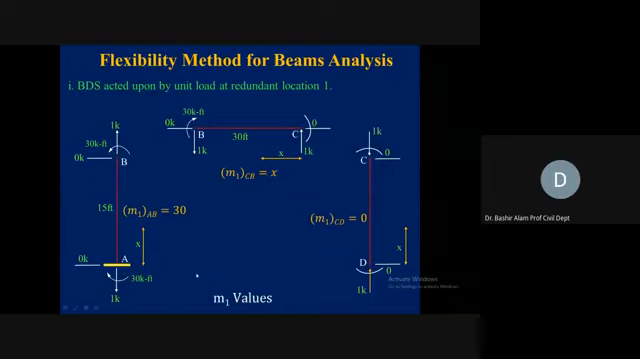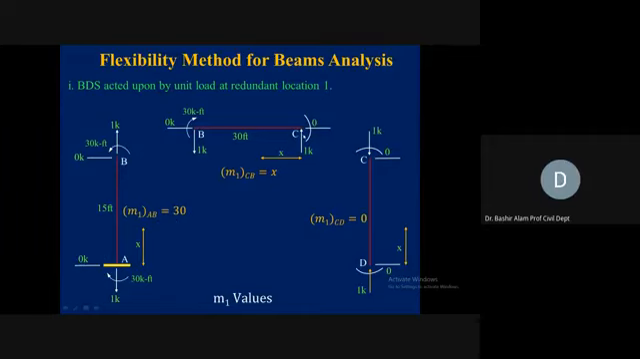Origins we already fixed. For member AB it was A, for member BC it was C, and for member CD it was D. Let's start writing the moment equation. The 30 kip-ft is causing compression in the outer fiber. So M1 for member AB is plus 30. Why? Because it is causing compression. 0 times X gives you 0.